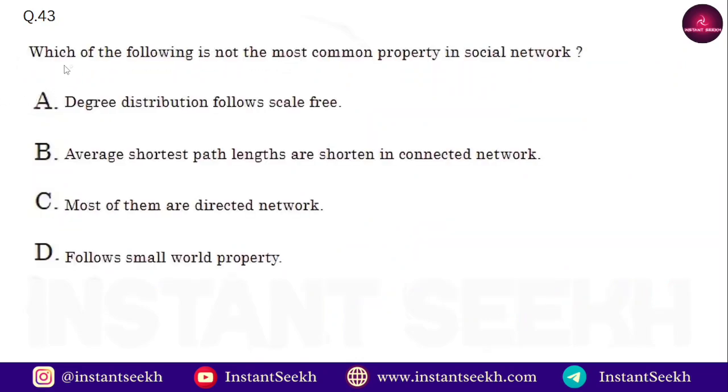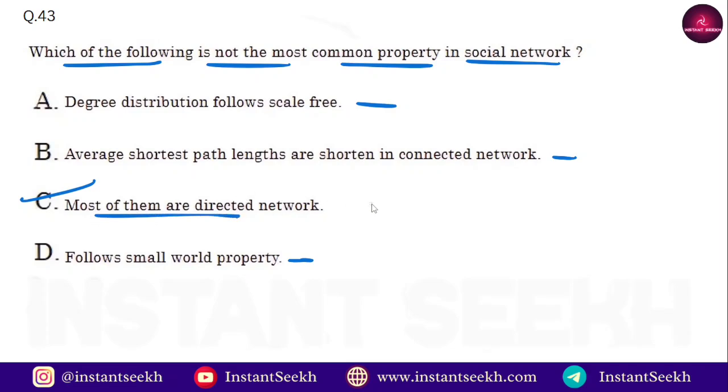Which of the following is not the most common property in social network? Okay, so let's see. Degree distribution follows scale free. Okay, this is one of the properties. Average shortest path lengths are shortened in connected network. Okay, this is also a common property in social network. Most of them are directed network. No, this is false. This is not a most common property in social network. Follow small world property. Okay, this is also one of the properties. Okay, so most of them are directed.